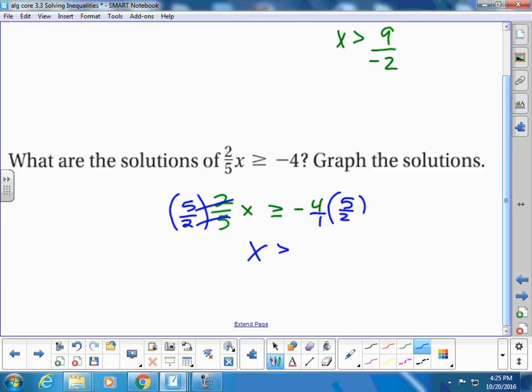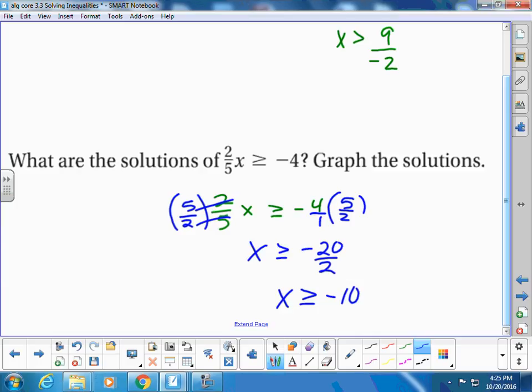as, do I need to flip my switch this time? I multiply by a positive number, right, I multiply by 5 halves. So my answer is going to be a negative number, but that's okay. I didn't multiply by a negative number, so I don't flip it. Negative 4 times 5 is negative 20 over 2 times 1, which is 2. So it reduces to be x is greater than or equal to negative 10.